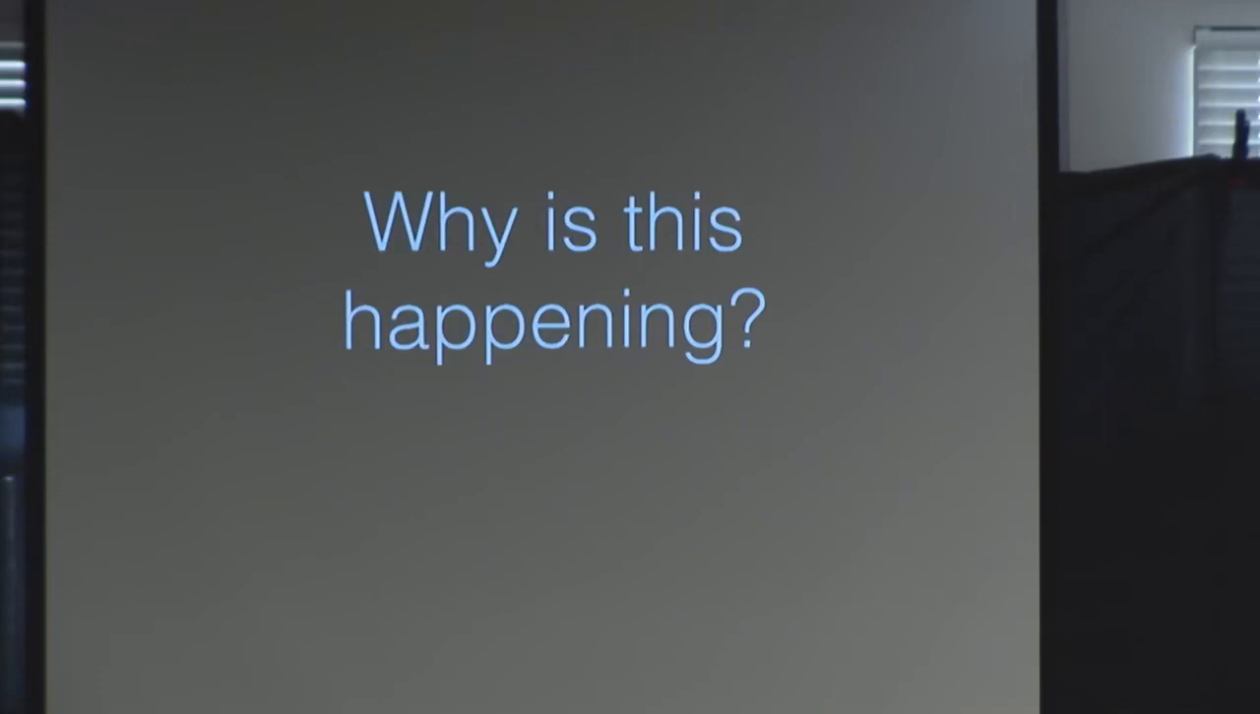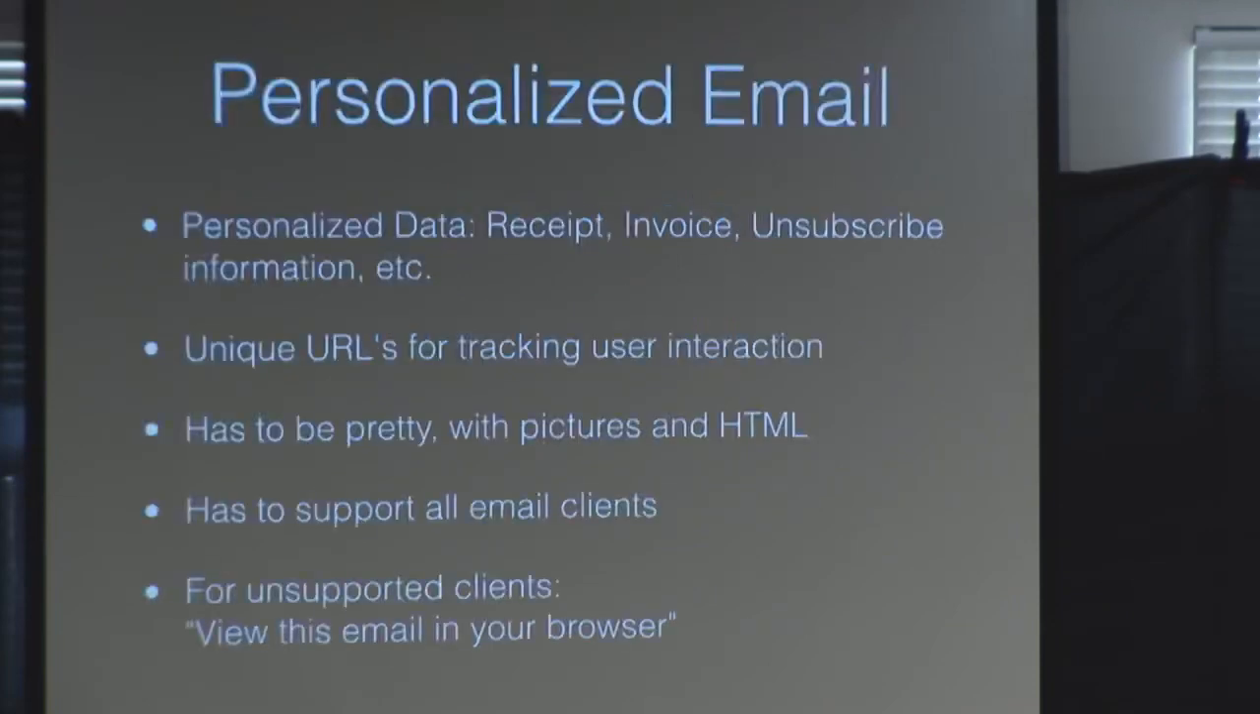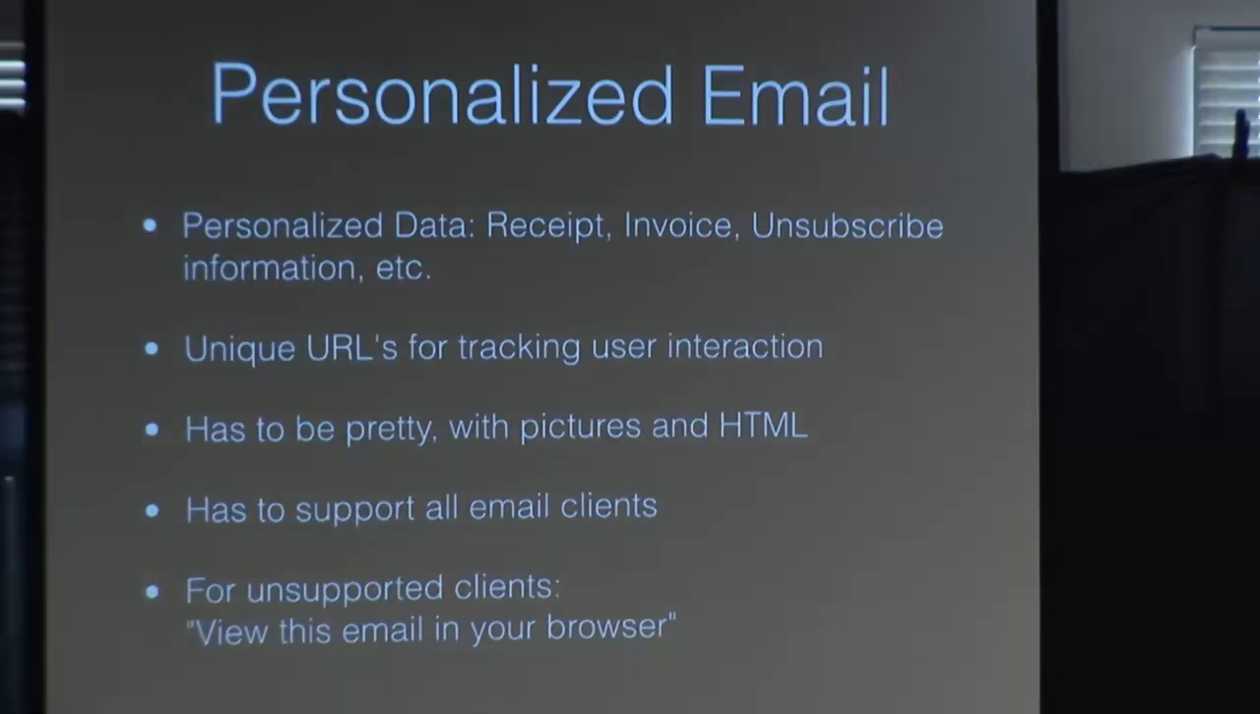Okay, so why is this happening? All right, so a lot of it comes down to these personalized emails. They want to send you a personalized email. They want it to have receipt information or an invoice or a link so you can unsubscribe. And a lot of the times the unsubscribe links, if you find that URL, it'll tell you the person's email address, which would be pretty useful if you were in marketing or sales. If you'd be able to find out what emails one of your competitors is subscribed to, you'd be able to find out who they were and send them your own stuff, more black hat stuff.